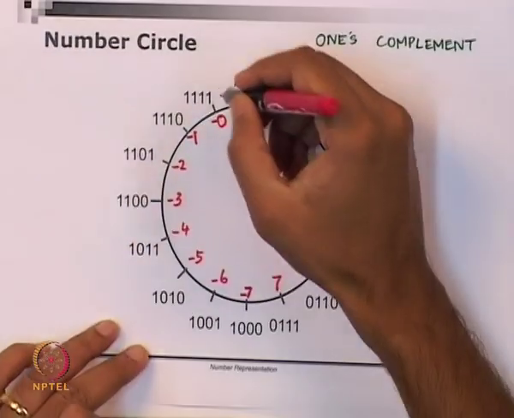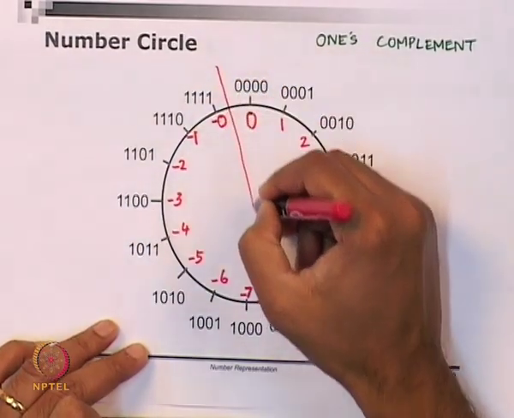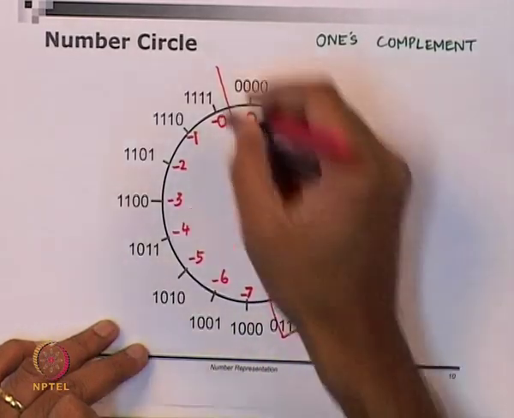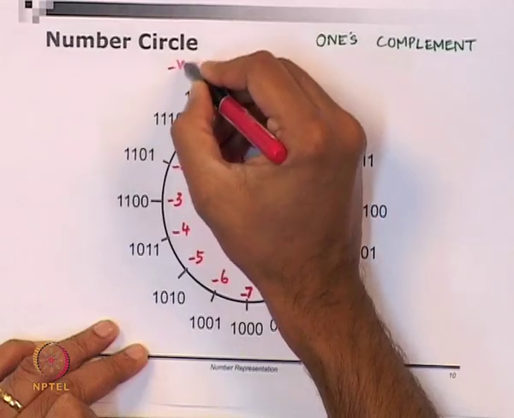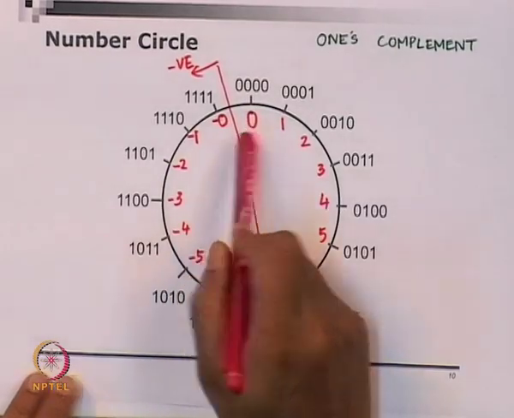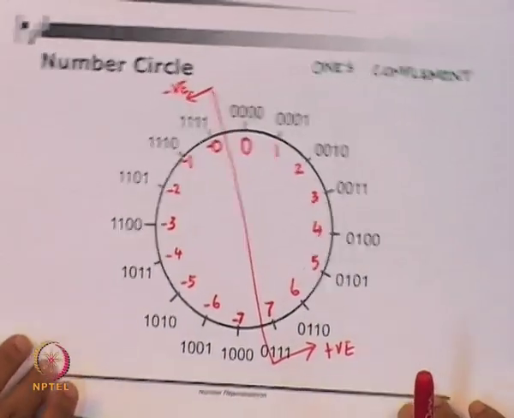Even in this representation, if I draw a line here, all the numbers to the right side are positive and all the numbers to the left side are negative. And as in signed representation, we have negative 0 and positive 0 both. Right. So this is the interpretation called the 1's complement interpretation. Finally, let us look at this other representation called the 2's complement representation.